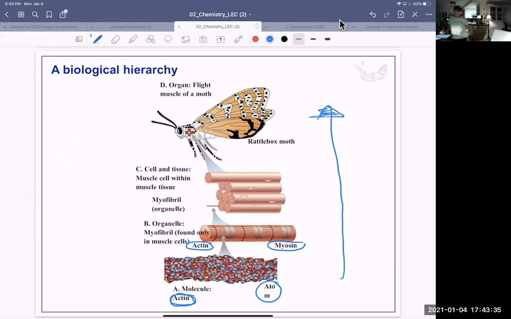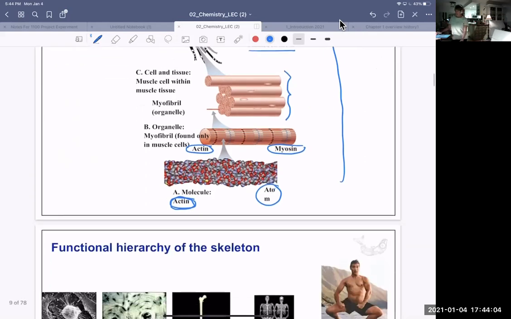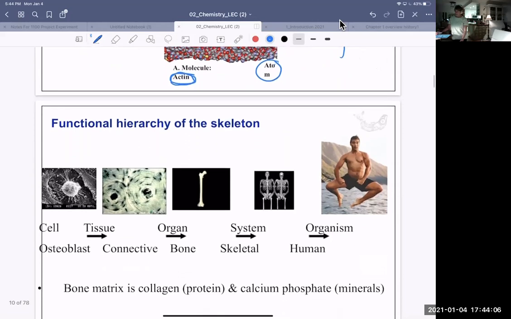And the myofibrils together make up a muscle cell. The emergent properties of the muscle cell is that they are able to move large things, your bones, for example. And then part of the organ system is the musculoskeletal system, and the emergent property of that is locomotion. These are all part of the rattlebox moth, and its locomotion just happens to be flight. Emergent properties. Here's another example.